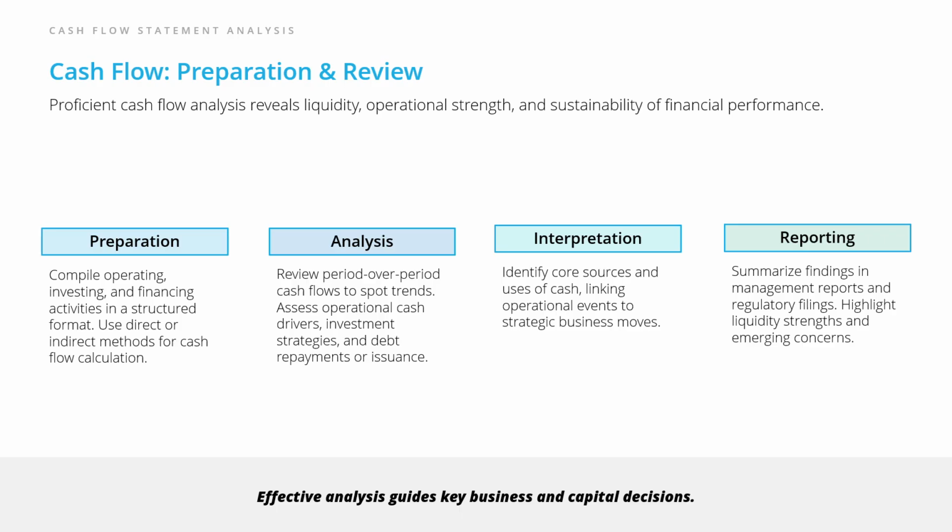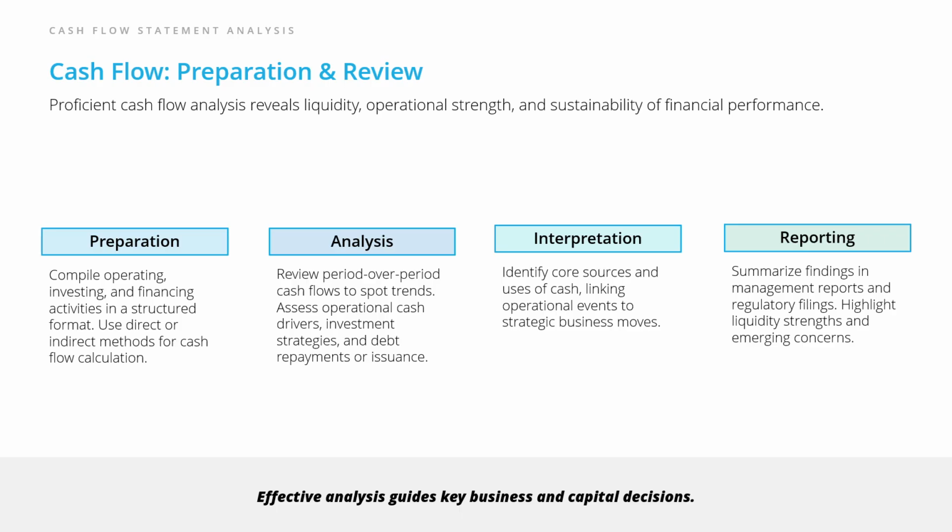By comparing cash flows period over period, you can spot patterns and anomalies that tell you about operational drivers, investment results, or the effectiveness of debt strategies. Interpretation is key. Here, the aim is to connect the sources and uses of cash with business strategies, revealing how day-to-day events impact the bigger financial picture. Finally, reporting is about translating all this into clear findings, management reports, and regulatory filings that highlight liquidity strengths and any emerging risks.